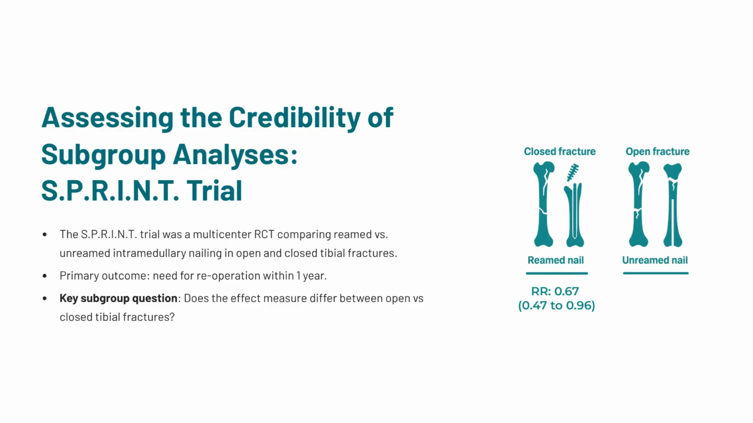The trial's results showed that closed fractures favored reamed nails with a relative risk of 0.67 and a 95% confidence interval of 0.47 to 0.96, while the subgroup with open fractures suggested possible harm, a relative risk of 1.27 and 95% confidence interval of 0.91 to 1.78, a striking qualitative interaction.